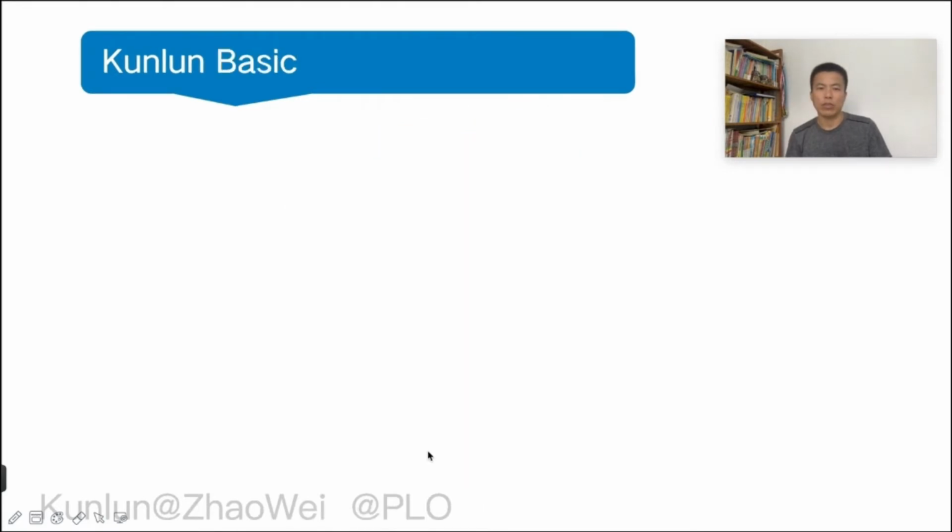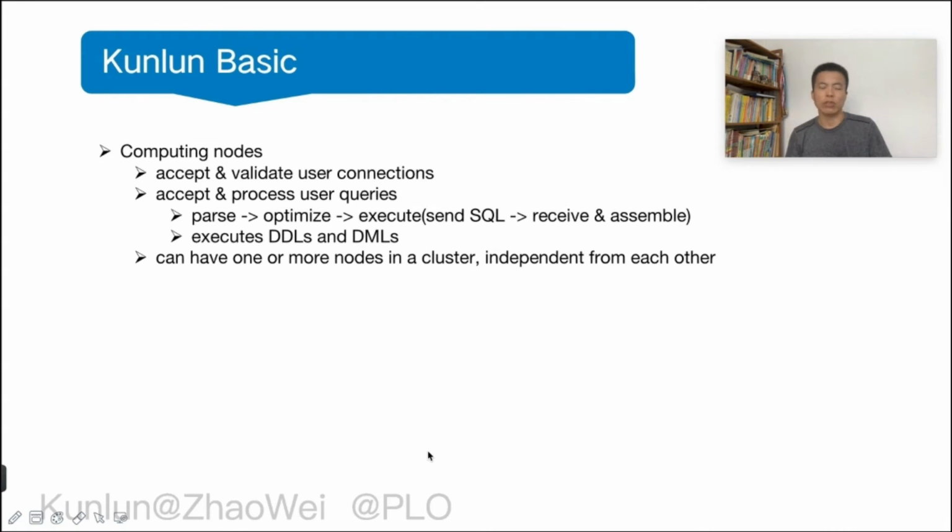Let's see the details. First, computing nodes. They accept and validate user connections and also accept and process user queries. User queries will be received, parsed, optimized and executed. The way to execute them is to send certain SQL queries to storage shards and receive results from them, and then assemble those partial results to form the final result and reply to clients. Computing nodes can execute both DDLs and DMLs.